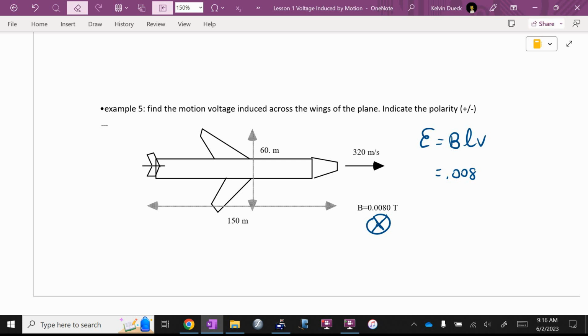Mr. Dueck, I thought you said the magnetic field. Magnetic field is weaker on the surface of the Earth, but it's stronger up there. And it's also just not consistent. It varies as you get further or closer to the poles. Which L am I going to use, Joanna? And the airplane is going 320 meters per second. How many volts would you get across the wings?